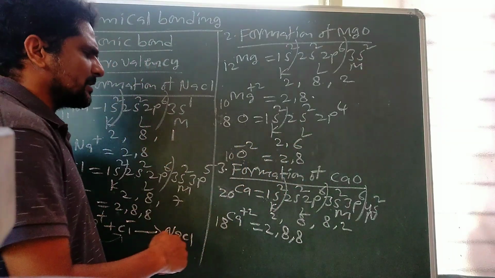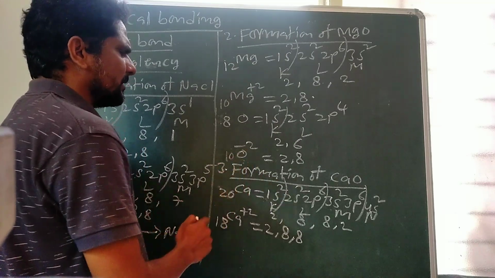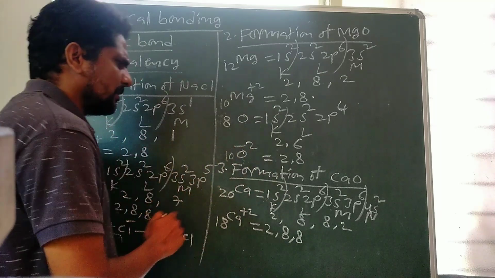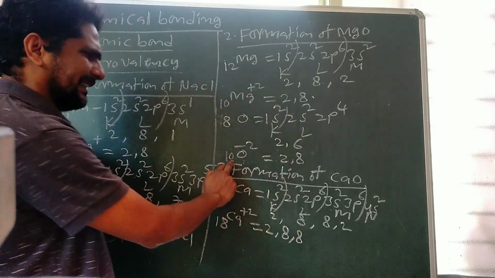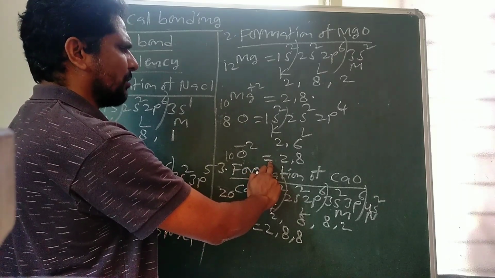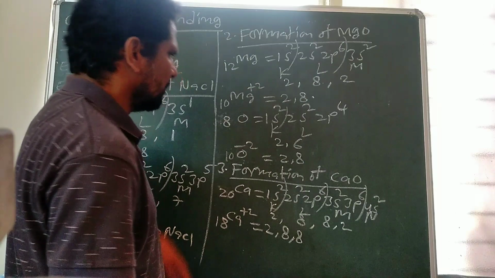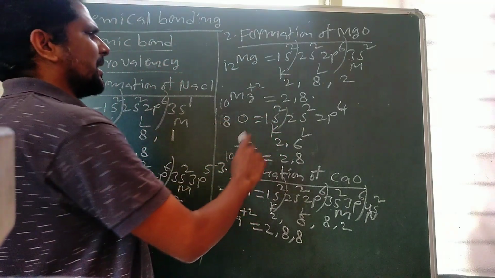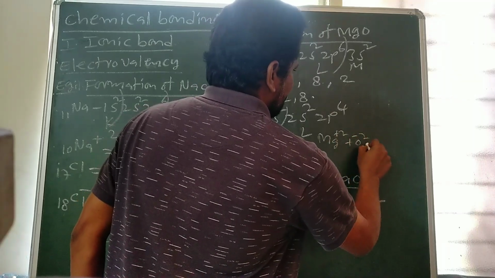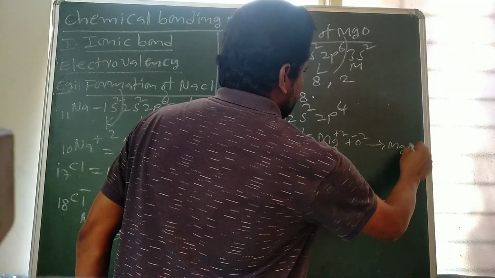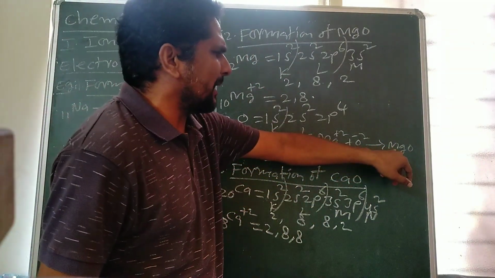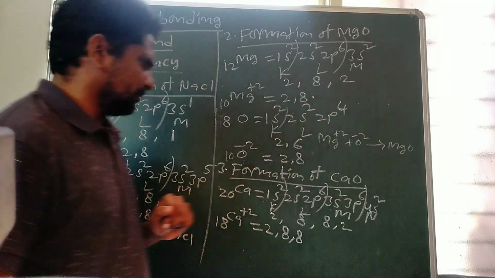Oxygen gains 2 electrons to get a negative charge. So the oxygen ion contains a minus 2 charge. O-2 consists of 10 electrons, so the numerical electronic configuration of O-2 ion is 2, 8. So 2 electrons are transferred from magnesium to oxygen, giving rise to magnesium oxide. So the electrovalency of magnesium in magnesium oxide is 2.